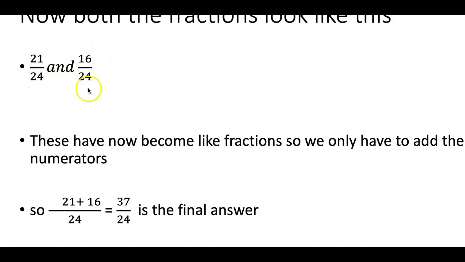Now the denominator is the same, so they are now like fractions. They are no longer unlike. The only thing we have to do is add the numerators and write the denominator as it is. So when I add the numerators, 21 plus 16, I get 37, and the common denominator will remain 24. So 37 upon 24 is the final answer.